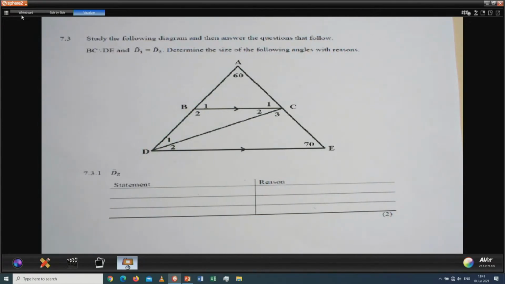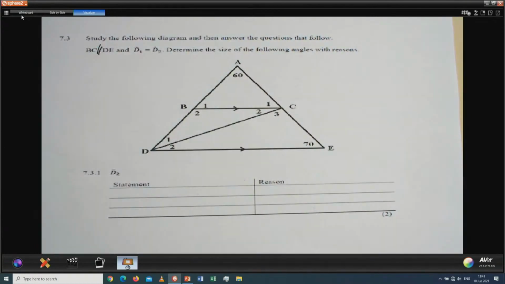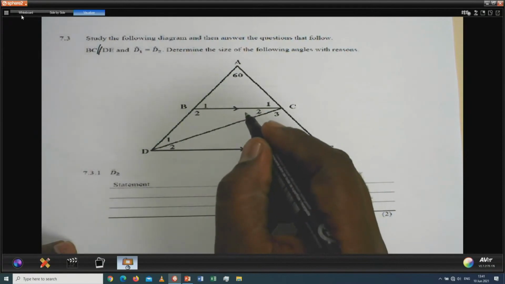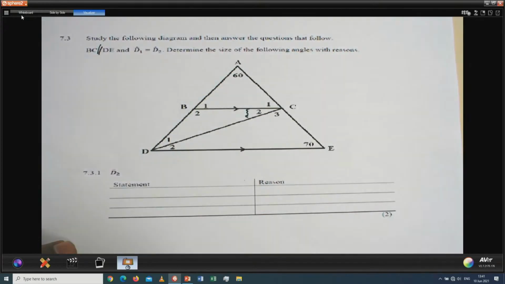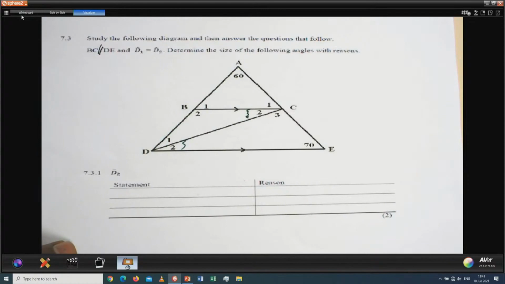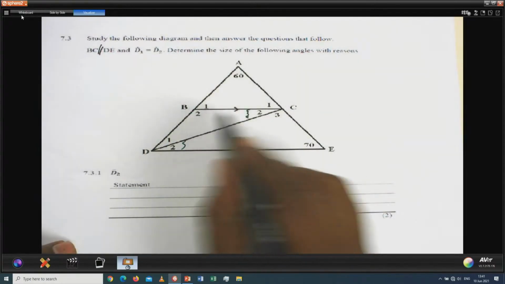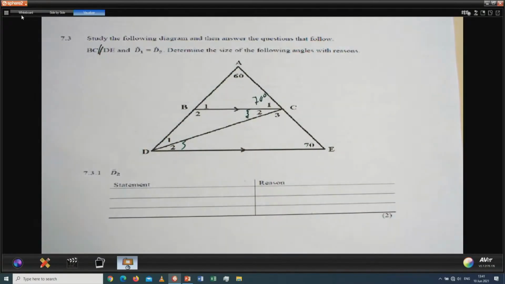Okay. BC is parallel to DE. And already, I'm going to look for my Z. I know this angle is equal to this angle because of that Z. Already, I'm going to look for my F. For my F, this angle is 70 degrees. So I've got some information already.